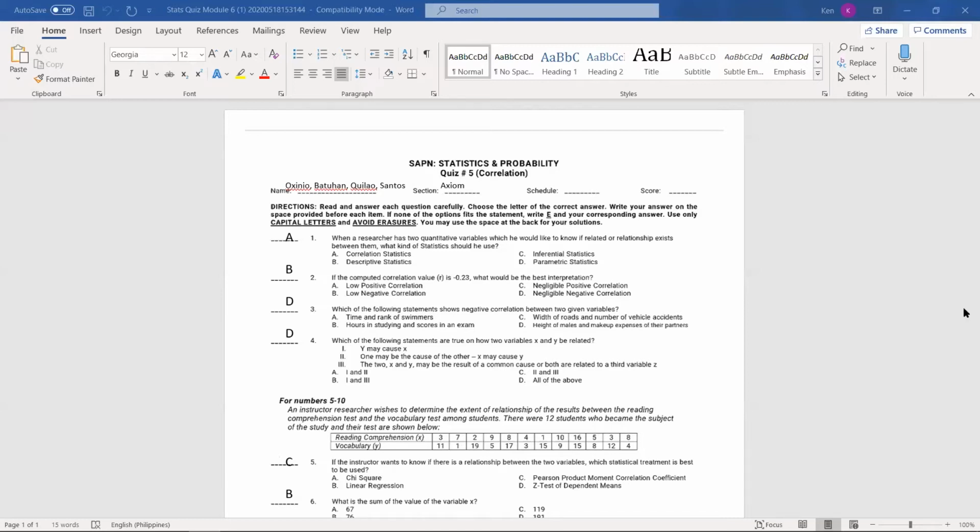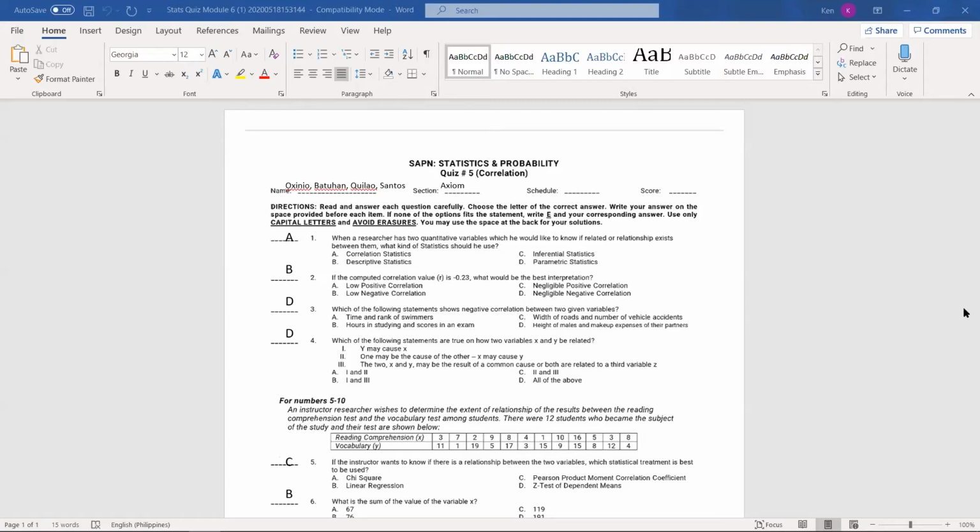An instructor researcher wishes to determine the extent of relationship of the results between the reading comprehension test and the vocabulary test among students. There were 12 students who became the subject of this study, and their tests are shown below. Sa reading comprehension, merong 3, 7, 2, 9, 8, 4, 1, 10, 16, 5, 3, 8. Tapos sa vocabulary naman, 11, 1, 9, 16, 5, 17, 3, 15, 9, 15, 8, 12, 4.